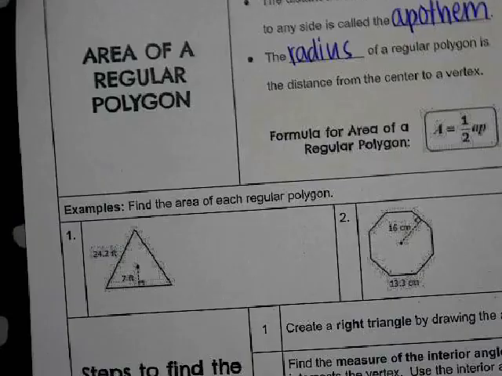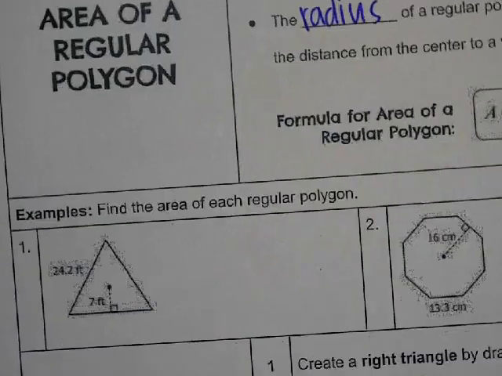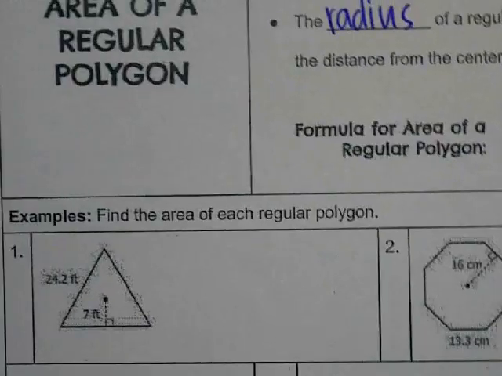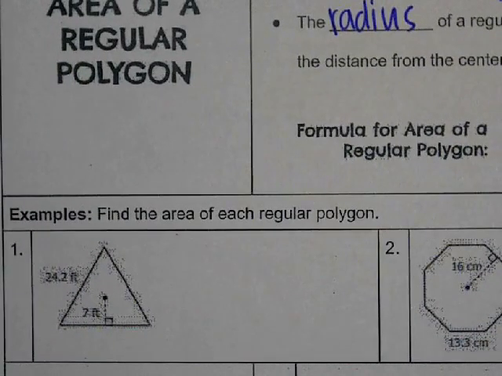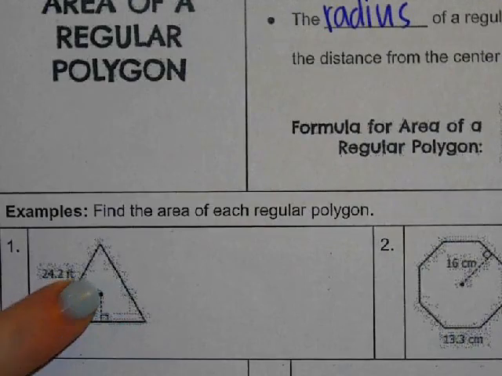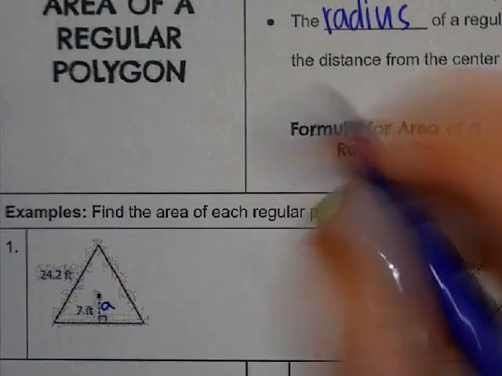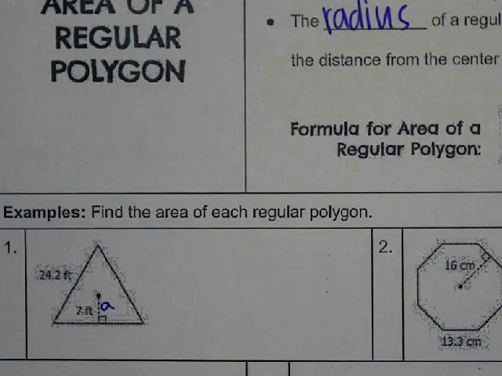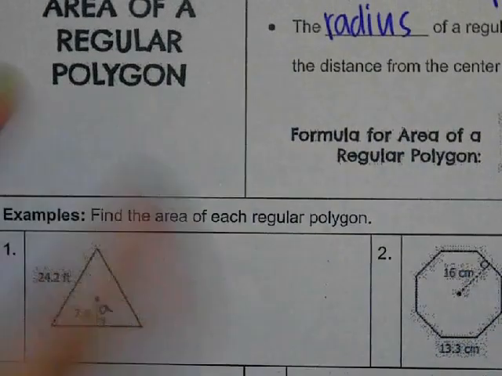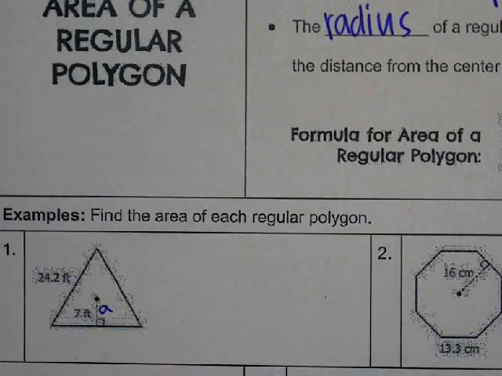So if you look at problem number 1, that is a triangle. However, if you look at where that 7 is, that 7 does not go all the way through my triangle. It's not the full height. It goes from the center to a side. Center to side is my apothem. Now, because all of these are regular polygons, all of the sides have to be the same. So it's going to give you one side length, but that means all 3 sides of this triangle are going to be 24.2.